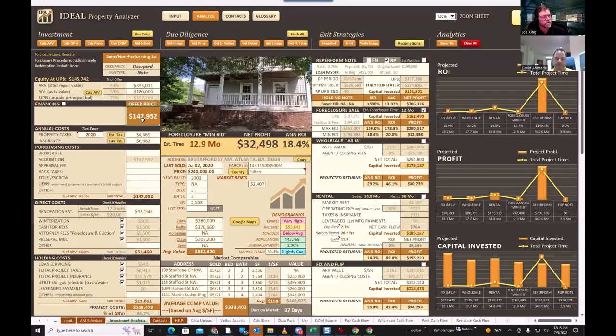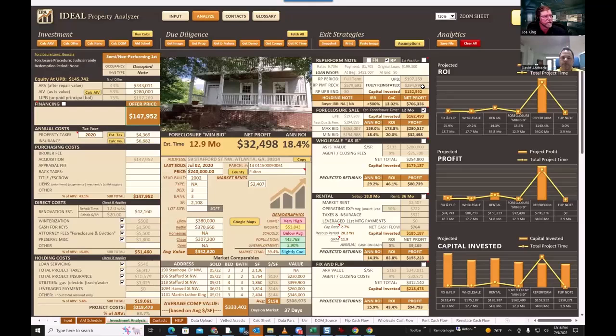So what I want to know from this point is, based on this offer price and the value of the property, moving forward, what does it look like if I were to reperform this? The likelihood of that happening, we already know, is pretty low, because to fully reinstate this property, it's going to cost the borrower $294,000.